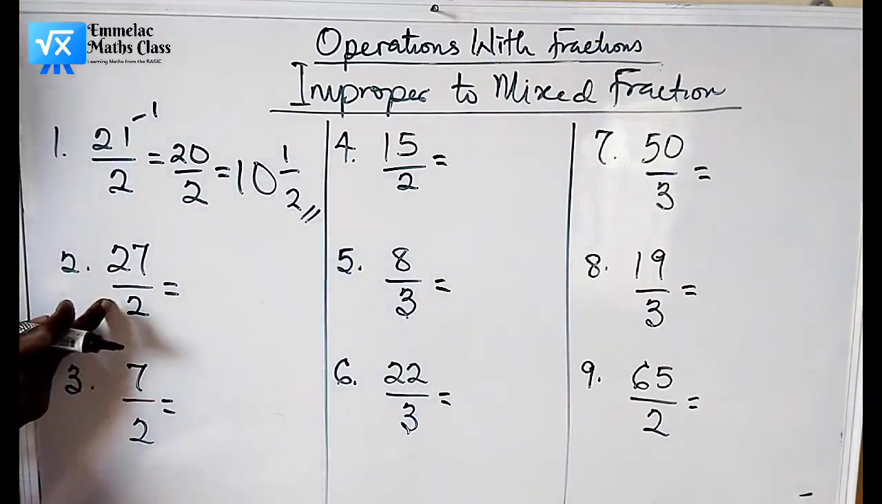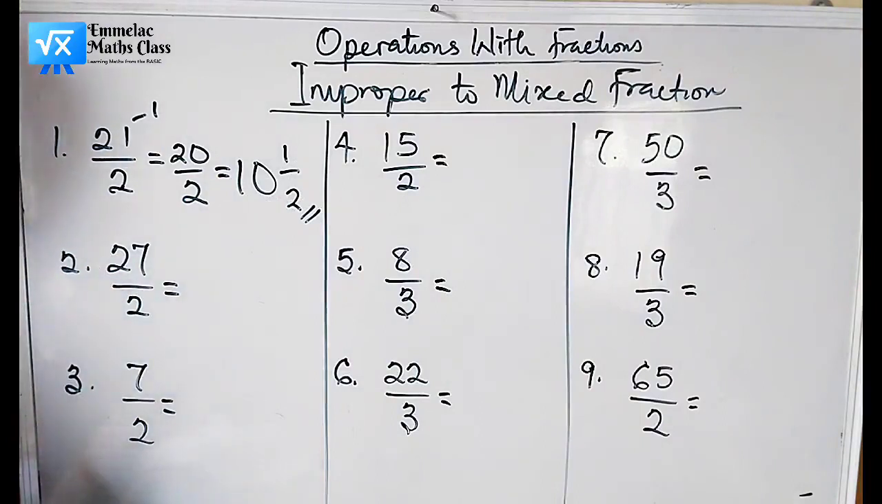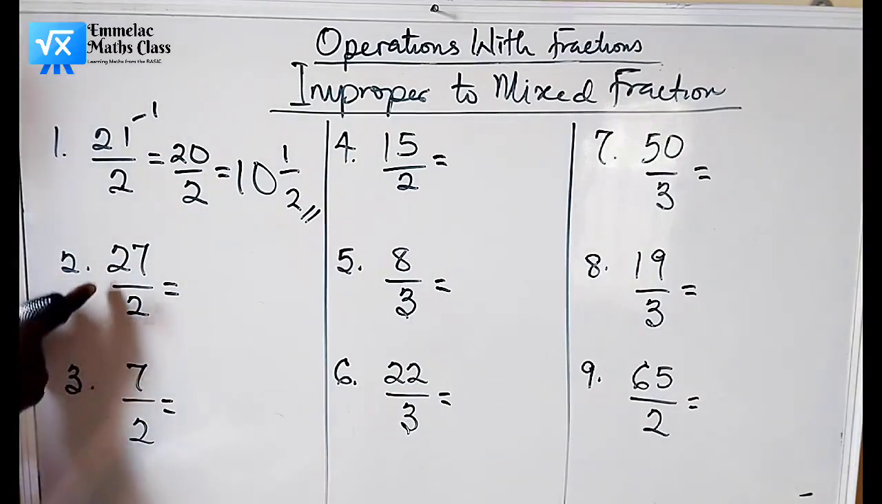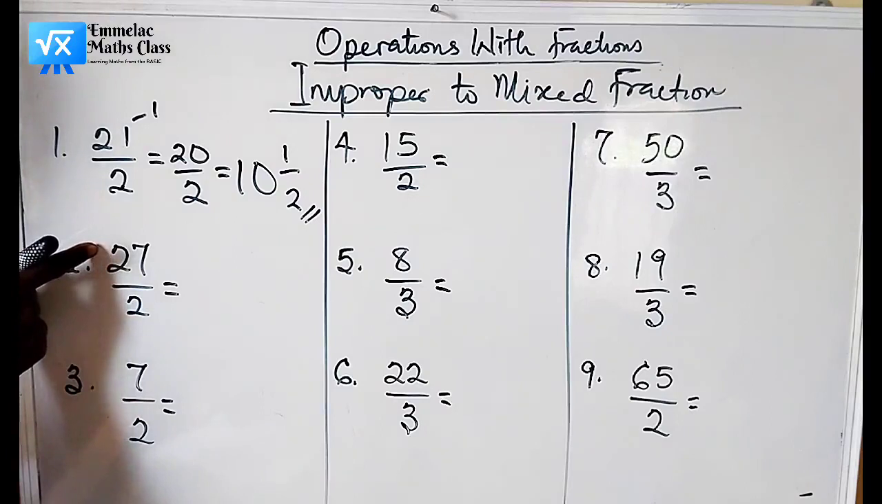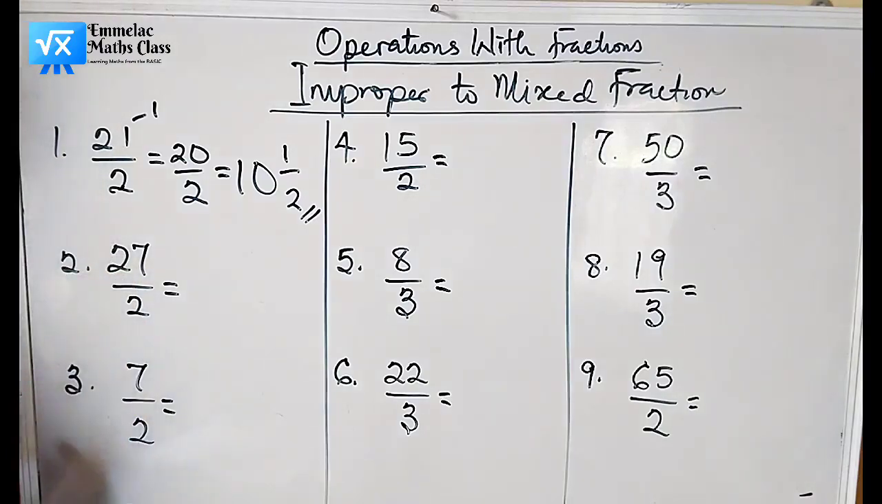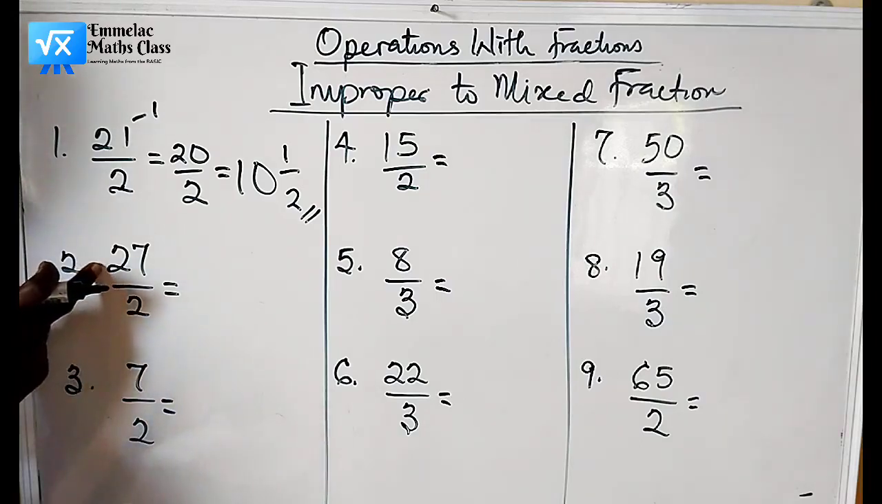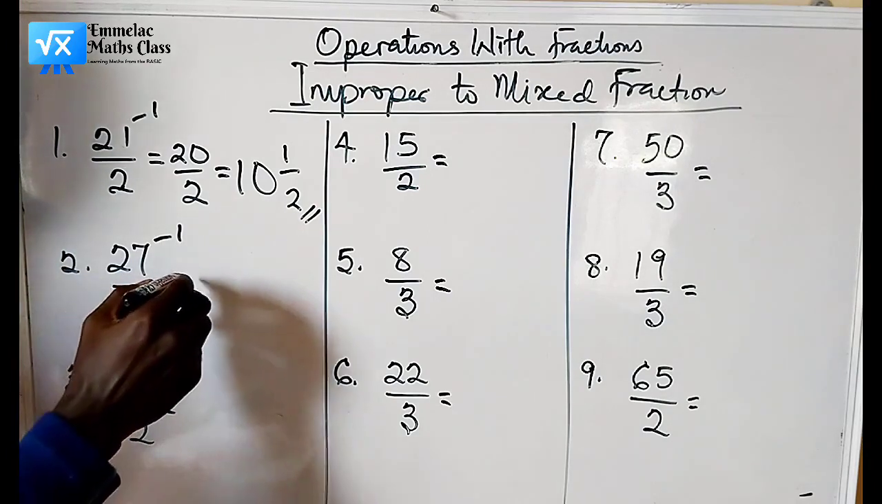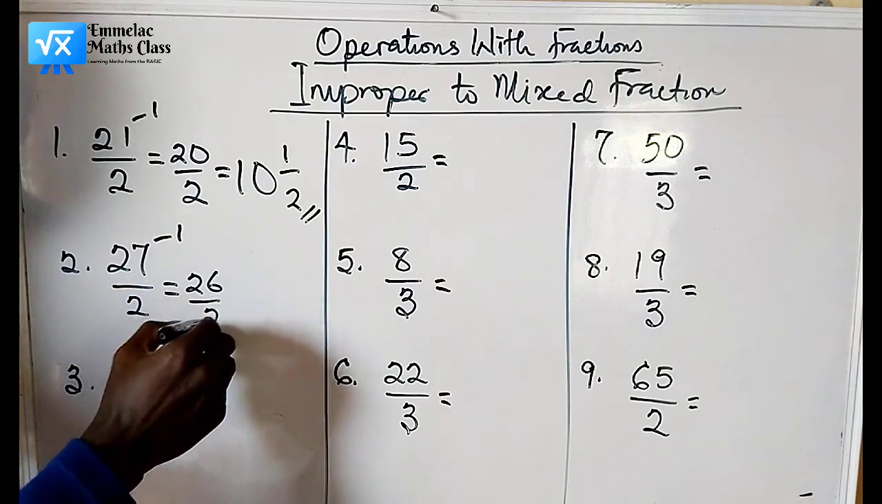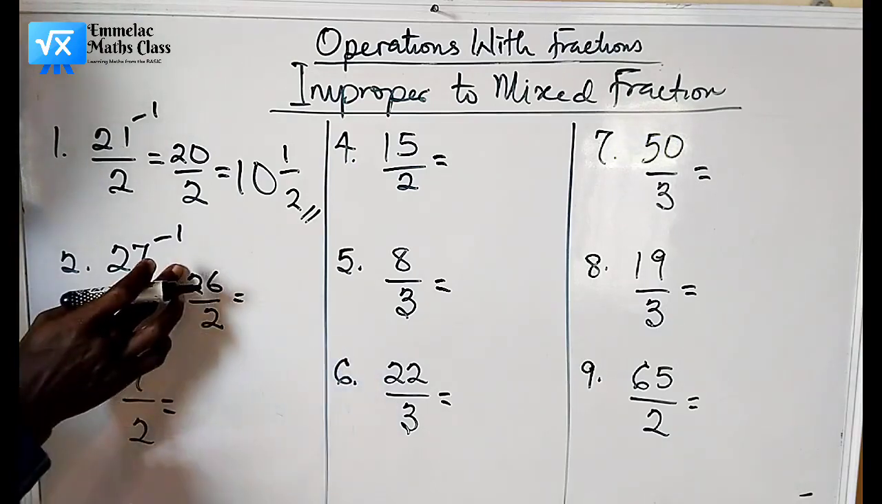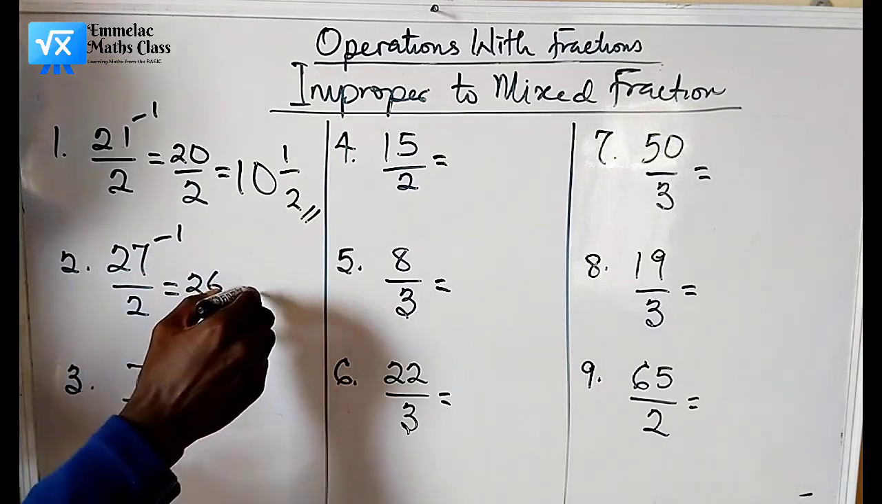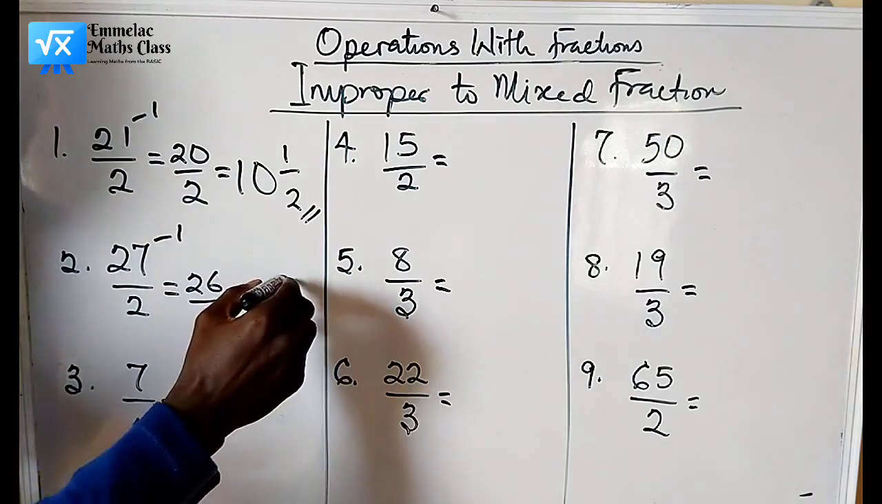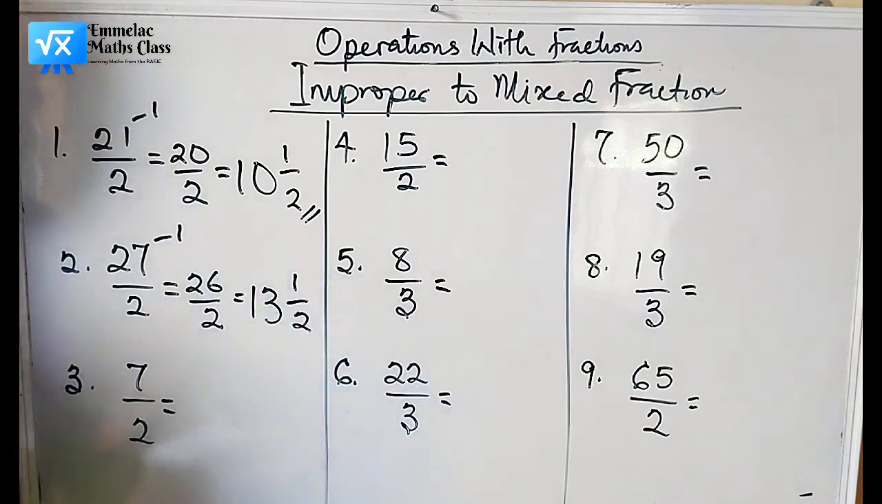Now this is also another odd number. What is the even number before 27? That is 26. For us to get 26 from 27, you have to subtract 1. So here we have 26 over 2, and 26 divided by 2 gives us 13. Then you bring down your 1 over 2.